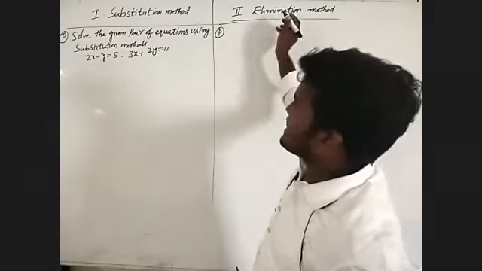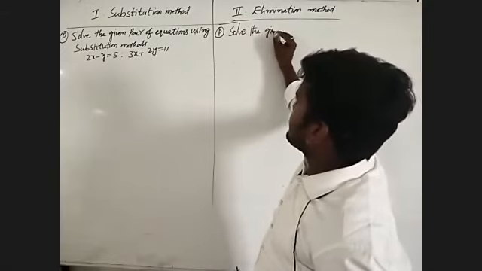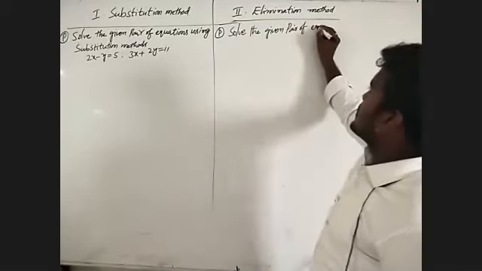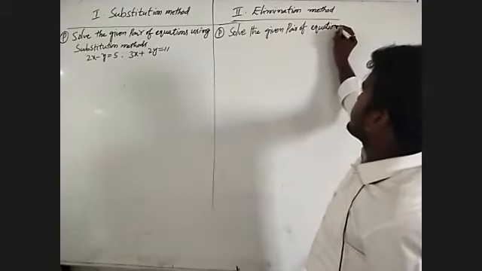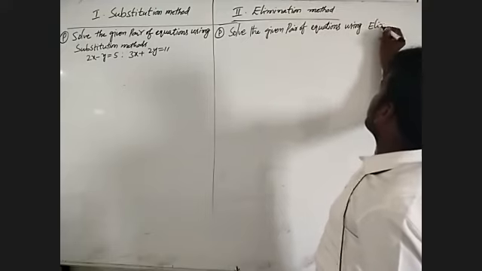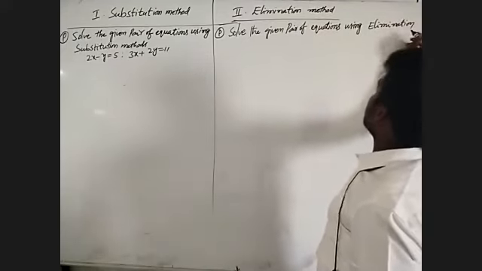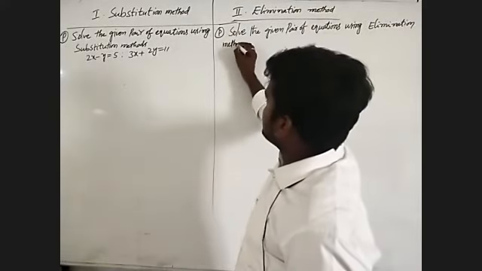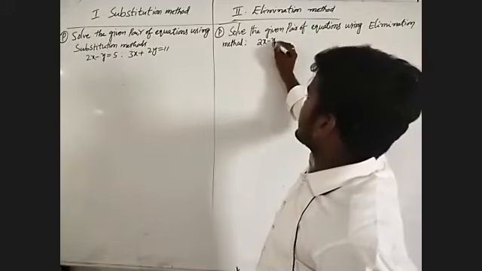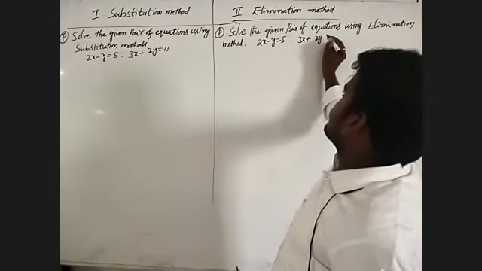Same problem using the elimination method. I have to write this one. Solve the given pair of equations using the elimination method. Here the given pair of linear equations are also the same: 2x minus y equals 5, as well as 3x plus 2y equals 11.